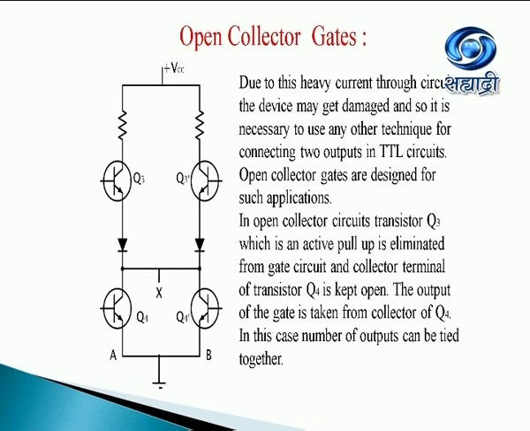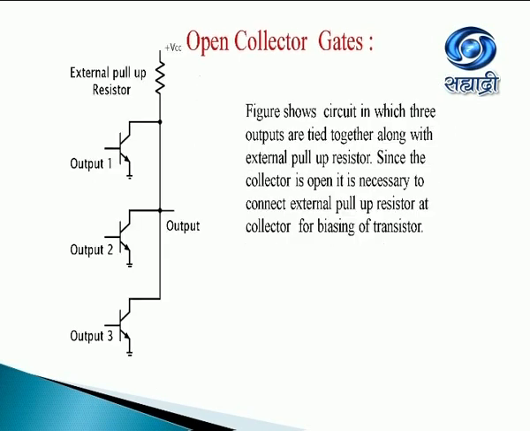In open collector circuits, transistor Q3, which is an active pull-up, is eliminated from the gate circuit and the collector terminal of transistor Q4 is kept open. The output of the gate is taken from the collector of Q4. In this case, a number of outputs can be tied together. We can see this in this slide.